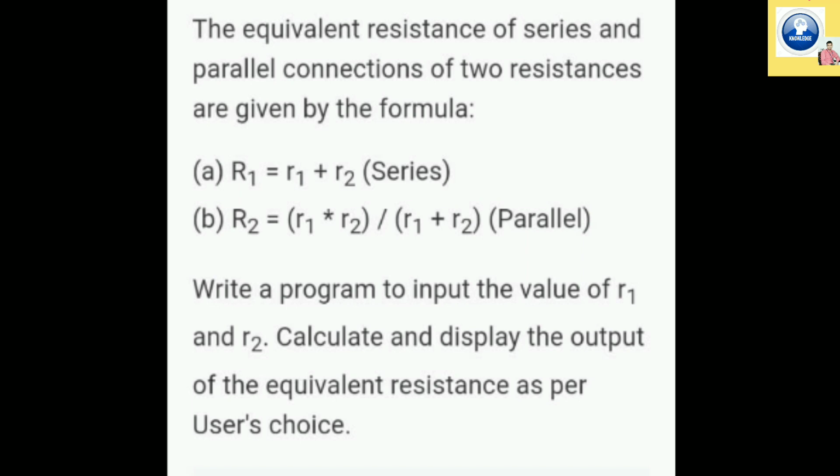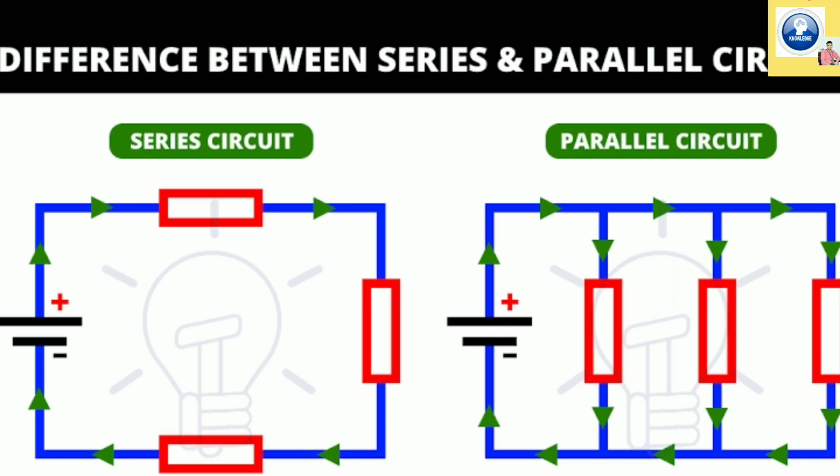Today we are going to see a program that is based on a physics question, that is we have to calculate the equivalent resistance of series or parallel circuit. So what are these connections that we will see? There are two types of connections of circuit. One is series and one is parallel. Formulas are already given for it.